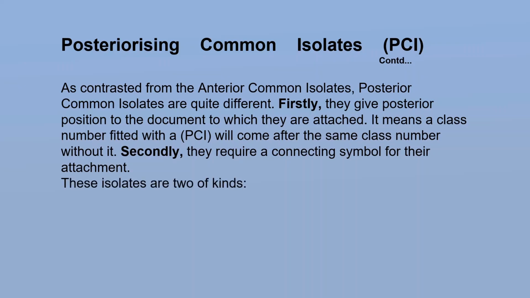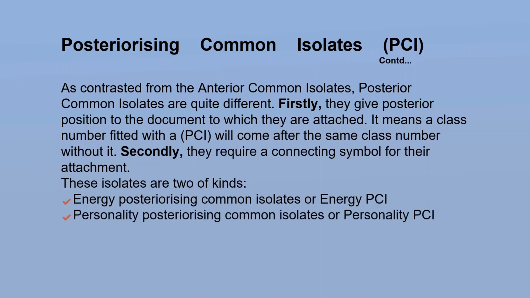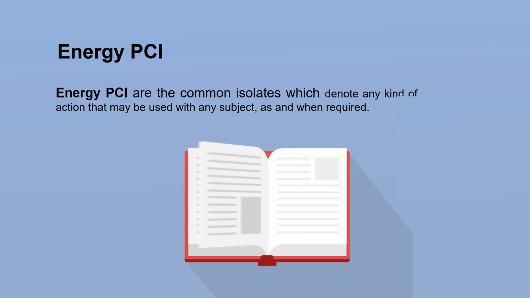Posteriorizing common isolates are again of two kinds: energy posteriorizing common isolates or energy PCI, and personality posteriorizing common isolates or personality PCI. Energy PCI are the common isolates which denote any kind of action that may be used with any subject as and when required.